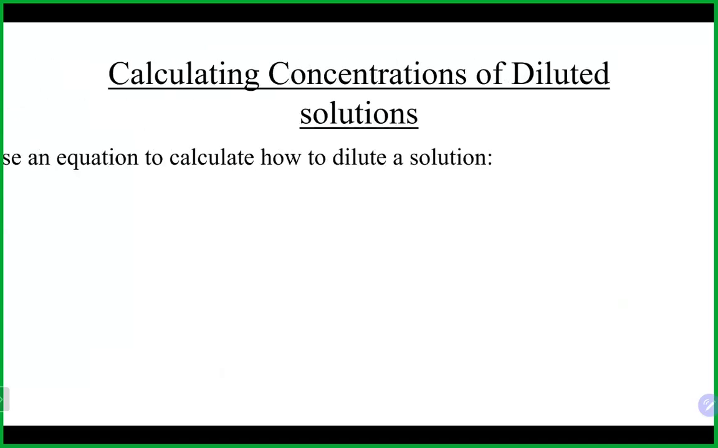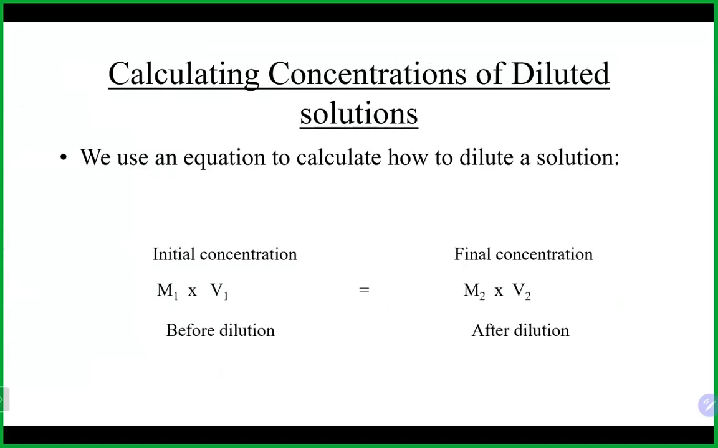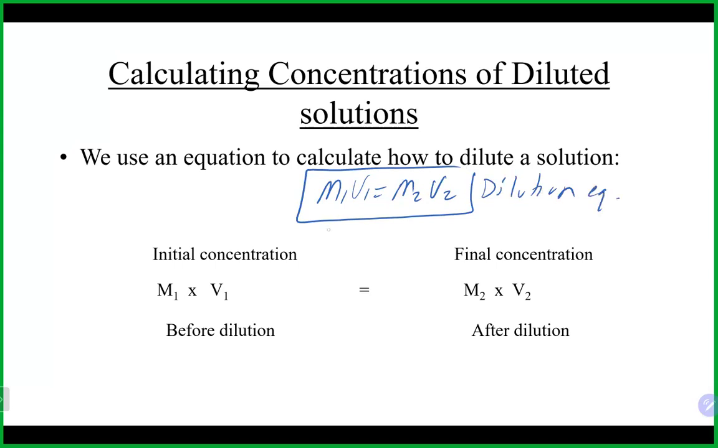Now, there is a formula that you could use to calculate that, and that is M1V1 equals M2V2. That is the dilution equation. And this is usually before the dilution. And this is usually after the dilution. M here is molarity, V is volume.